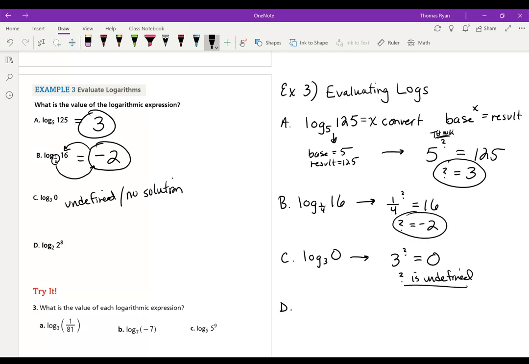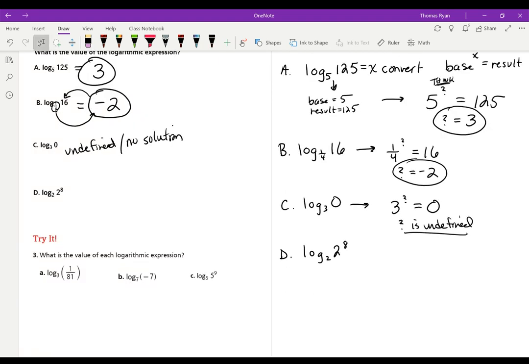And then D brings up an interesting idea. Okay, so it's log base 2 of 2 to the 8th. So we ask ourselves, 2 to what power would give me 2 to the 8th? And you look at that and you're like, well, wait a minute. 2 to what power gives me 2 to the 8th? Well, the power's got to be 8. So in this case, log base 2 of 2 to the 8th is just 8.